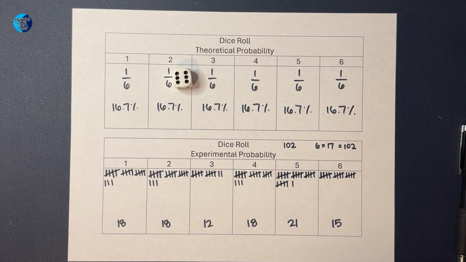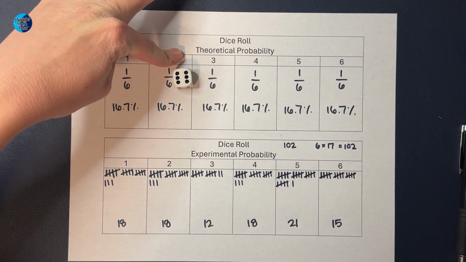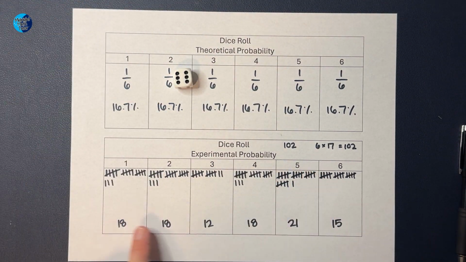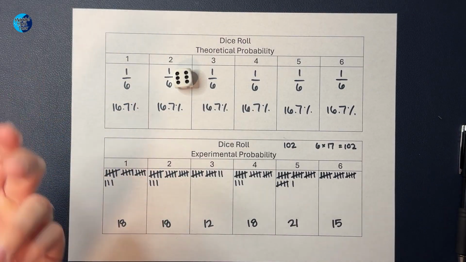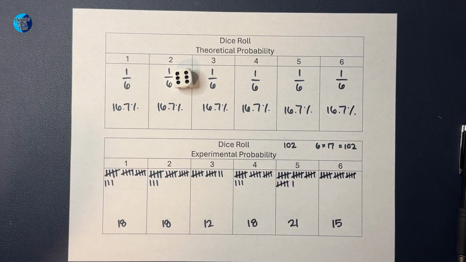Guys, that was 102 rolls. Now you can see that it is not all perfectly even, right? If it was perfectly matched with our theoretical probability, I would have gotten 17 on each one. But as you can see, I'm pretty close. If I were to keep rolling, doing it 1,000 times, 2,000 times, I'm going to get closer and closer to that 1/6 number.